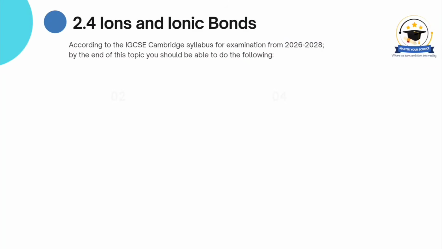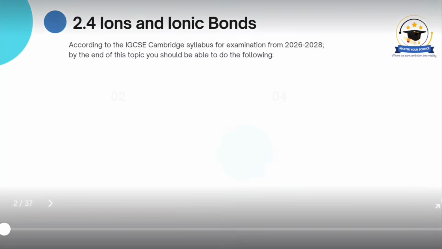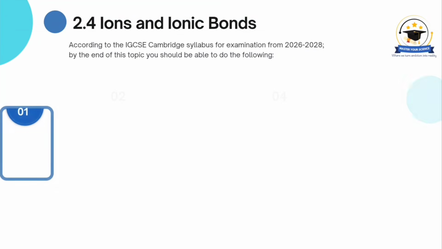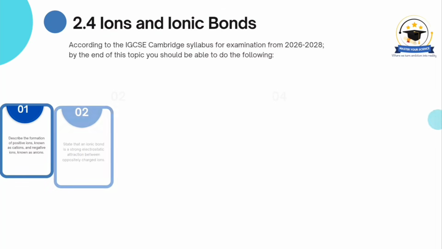Section 2.4, Ions and Ionic Bonds. According to the IGCSE Cambridge syllabus for examination from 2026 to 2028, by the end of this topic, you should be able to: number 1, describe the formation of positive ions known as cations and negative ions known as anions.